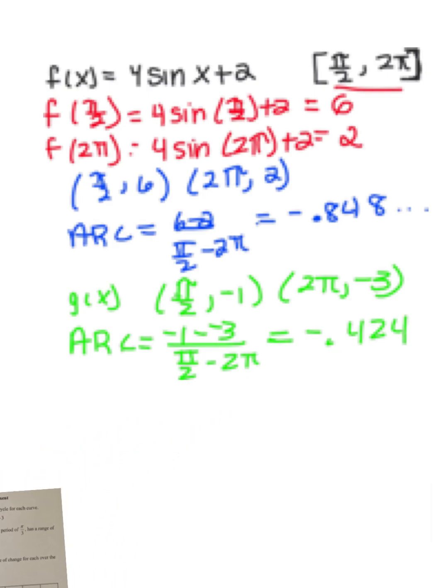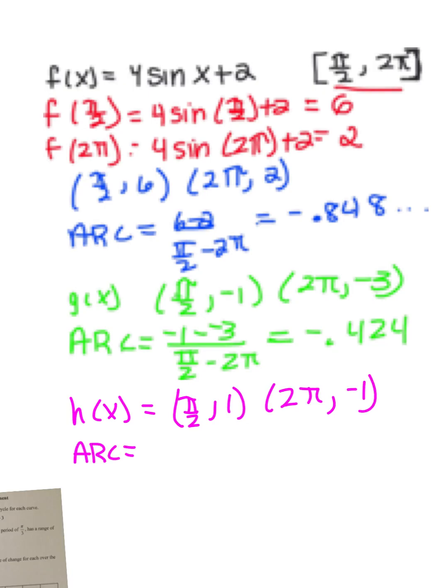Now notice h of x is a graph. So you're just going to read the graph. All right, so for pi over 2, so look at the graph. At pi over 2, the y value is 1. And at 2 pi, the y value is negative 1. Okay, so your average rate of change is going to be 1 minus negative 1 over pi over 2 minus 2 pi.